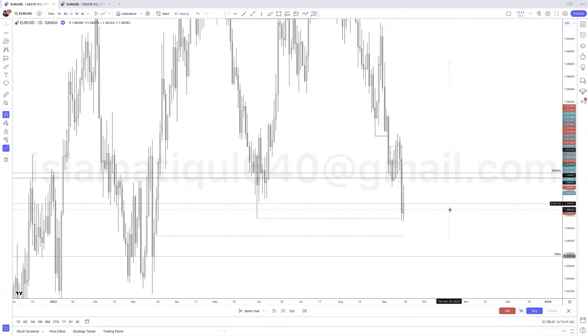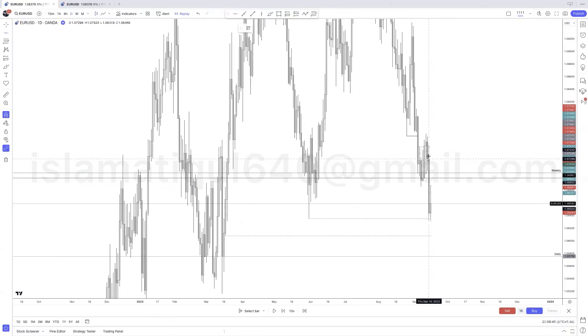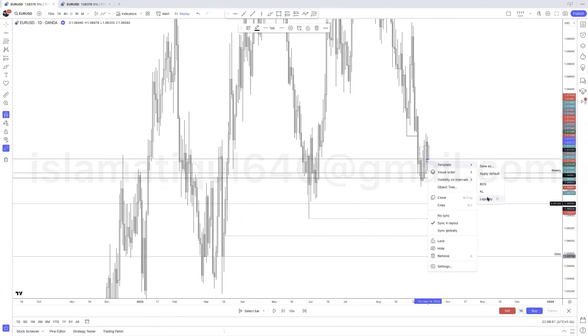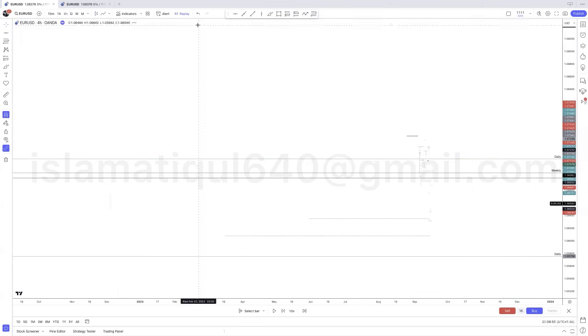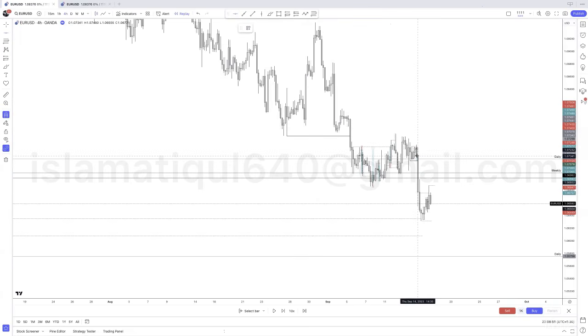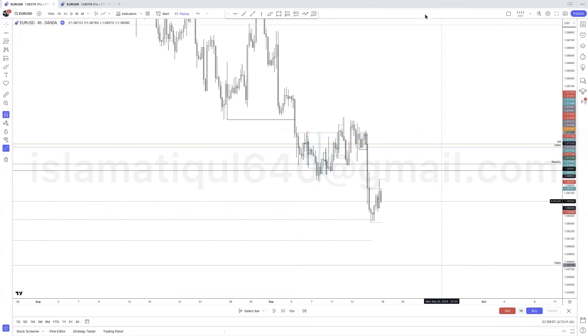So if these fail, we can once again draw the zones we marked out earlier. This one, this is daily. We refined this, right? We had this one, and then we can refine it here. That's it. So we have a few zones marked out.